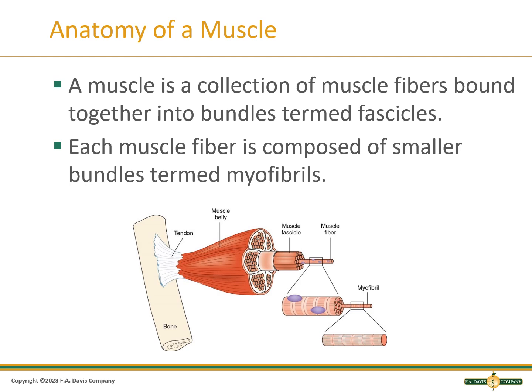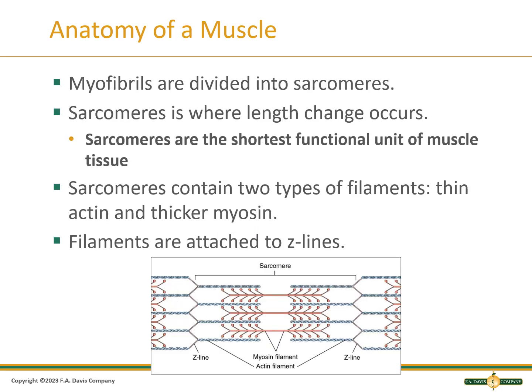Summing up that figure 6.1 again, so a muscle is a collection of muscle fibers bound together into bundles called fascicles. Each fiber is broken down into smaller units called myofibrils. Myofibrils are then broken down further into sarcomeres, where length change of a muscle occurs. And remember that sarcomeres are the shortest functioning unit of a muscle, or of muscle tissue. And each sarcomere has actin and myosin. The actin filaments attach to the Z lines, which you can see at the end of each sarcomere, and that's what separates each of our sarcomeres.